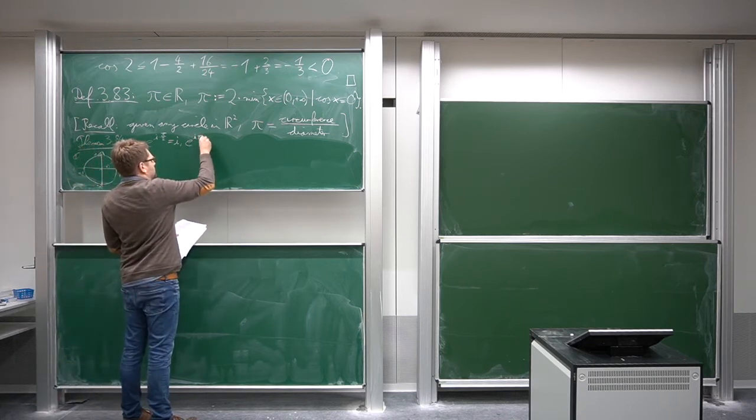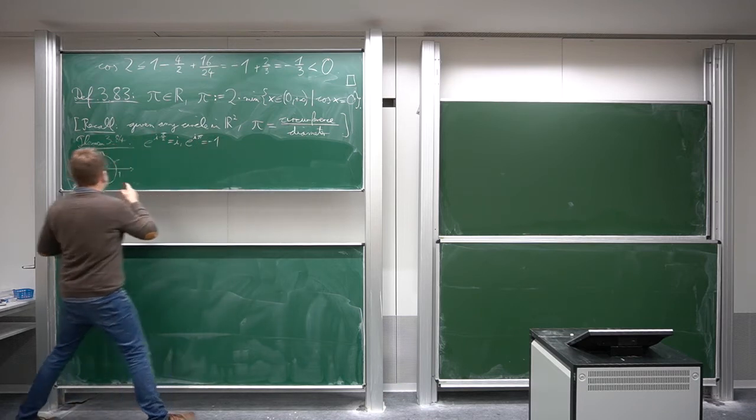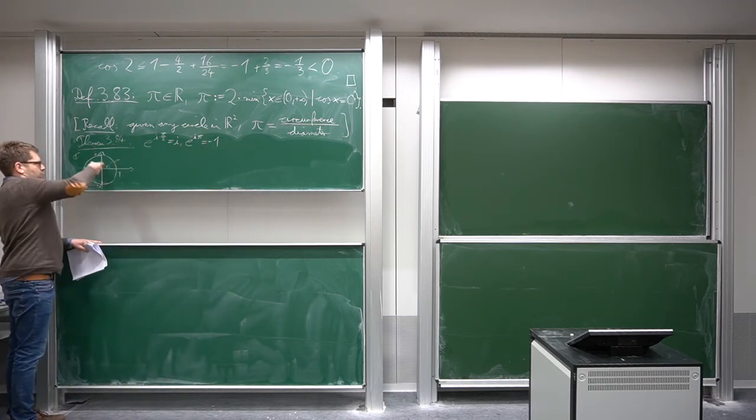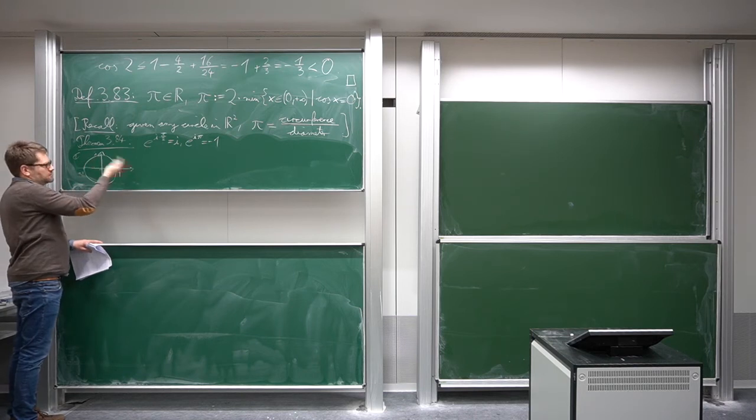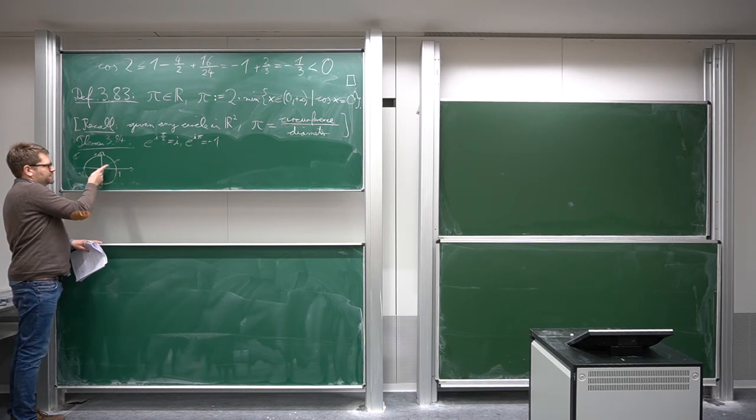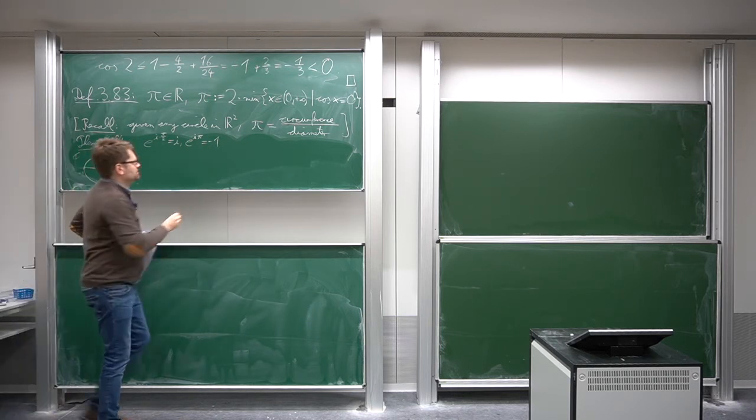So e to the i pi is -1. So this is over here, this would be a 180-degree angle. And also as a radian, this would be pi, as you know from school, so this makes sense. So this would be the first one, this would be the next one, and then now you can probably guess what's coming next.